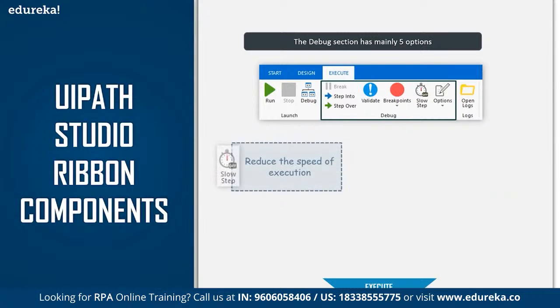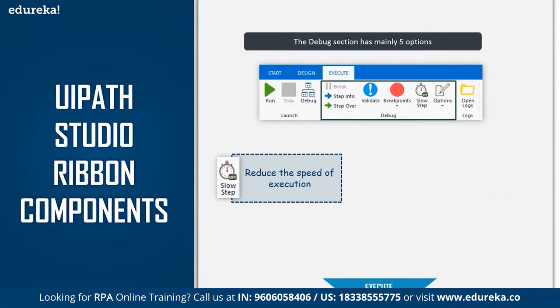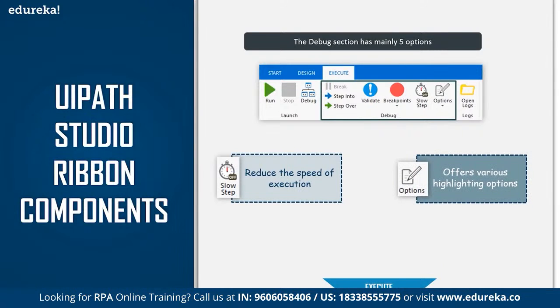After that, we have the slow step option. The slow step option is basically used to reduce the speed of execution. And finally, we have options. Options basically offers various kinds of options to highlight a few tasks. So that was about the debug section, guys.